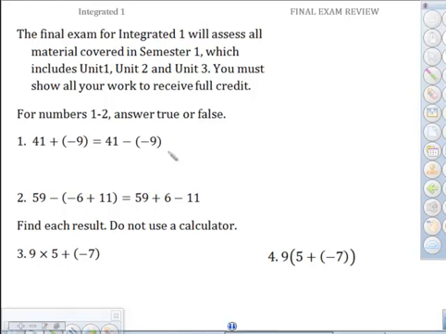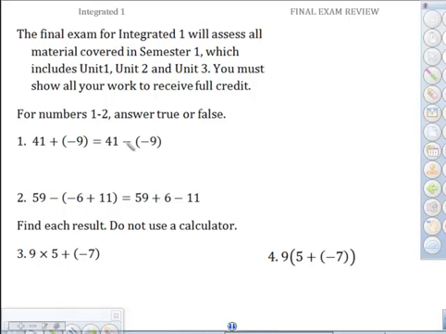In order to understand this, I believe showing your work helps, because then you can go back and see, oh, that's how I did that when you're studying for this thing. Okay, so for numbers 1 to 2, all we have to do is answer true or false. So we have to see if this side is equivalent to this side. That's what the equal sign means.